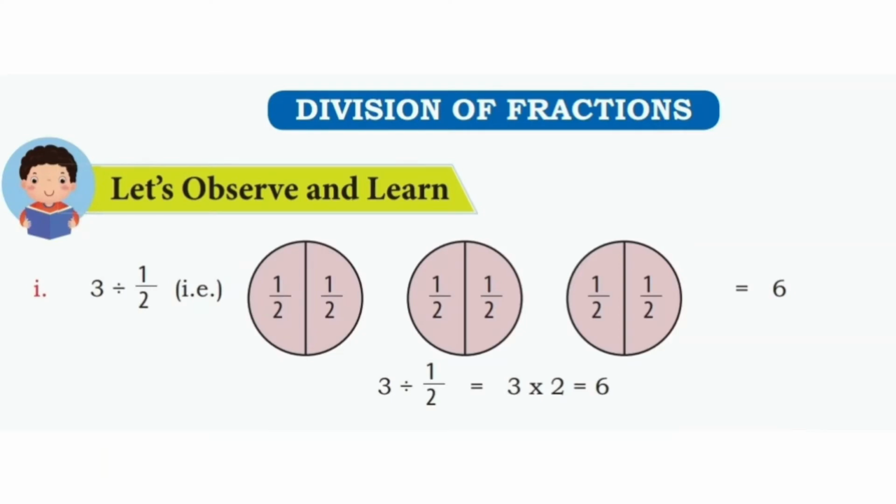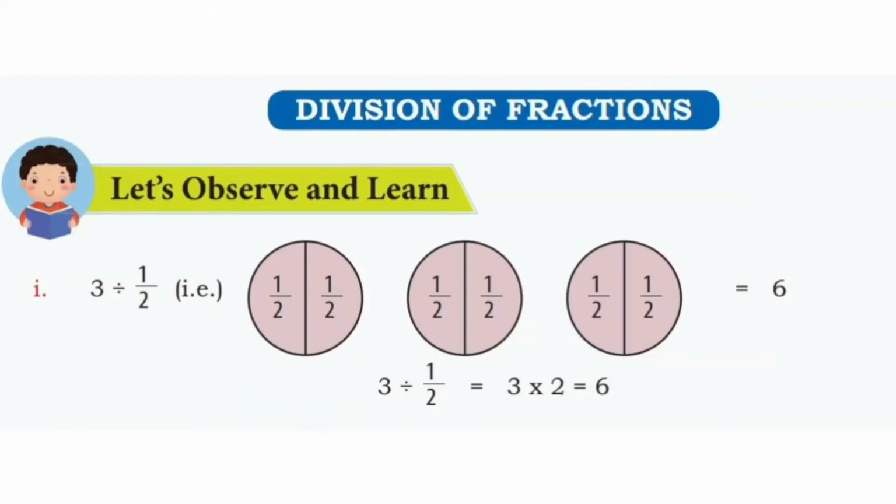Have a look at this. 3 divided by 1 by 2. That means if you have to draw it as a circle, you can see that there are 3 circles and each circle is divided into 2 halves. That is 1 by 2 is 1 half. Alright. So if you count the total number of halves, how many are there? 2 plus 2 plus 2, that is 6. That means 3 divided by 1 by 2 is the same as 3 into 2, which is 6.